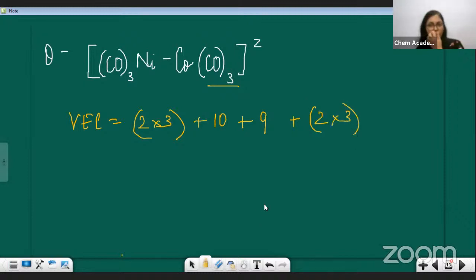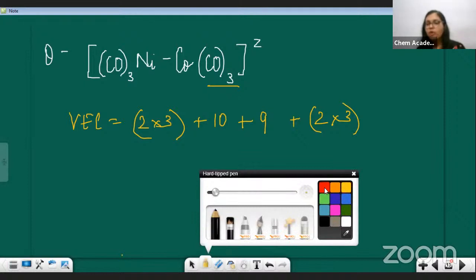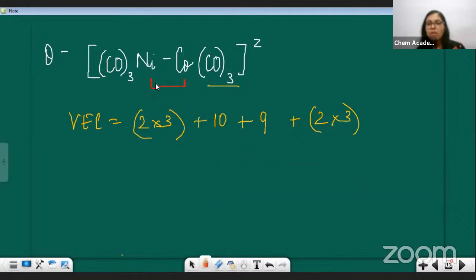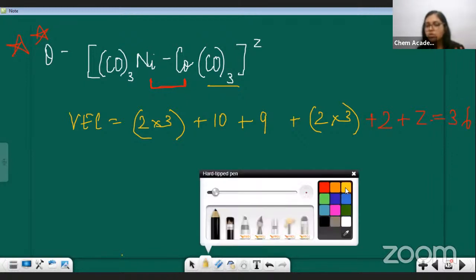What is very important to note here is that this is also a metal-metal bond. Since in this question you have not been given that it has any metal-metal bonds, this is something for you to figure out yourself. Such questions are going to come in the exam and you're going to make them wrong because you're going to miss out on the metal-metal bond, which is the most important thing in this question. So plus 2, which is for the metal-metal bond, plus Z. Since there are two metals, I'm going to keep it equal to 36.